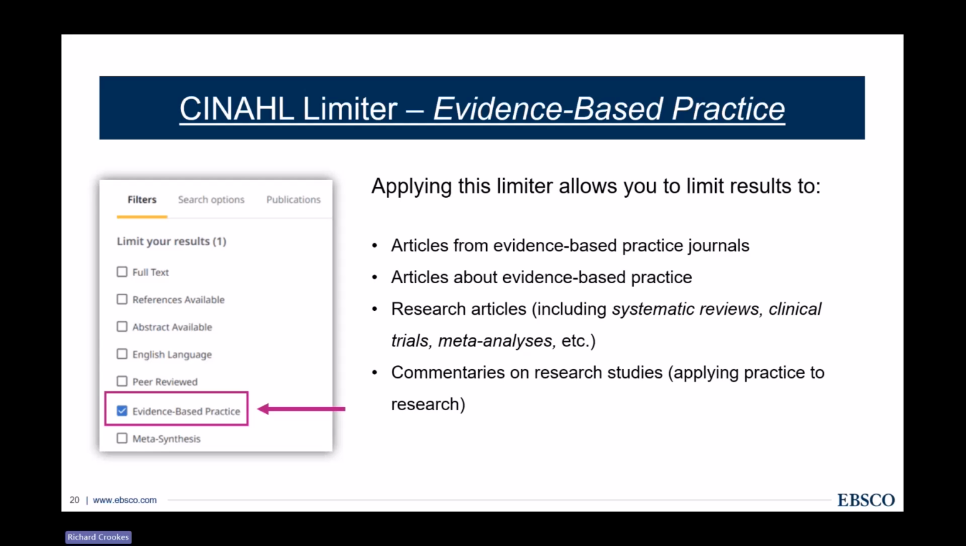So if you want to see what's out there, perhaps with results based on more high quality evidence, then you can use these filters applied to a search. So we've got evidence-based practice. Okay, that basically limits your search results to articles that have the special interest field for the value of evidence-based practice. These are articles from evidence-based practice journals like evidence-based nursing, articles about evidence-based practice, research articles, which include systematic reviews, some meta-analysis. So it's a good way to identify what's already been done, and also commentaries on research studies.